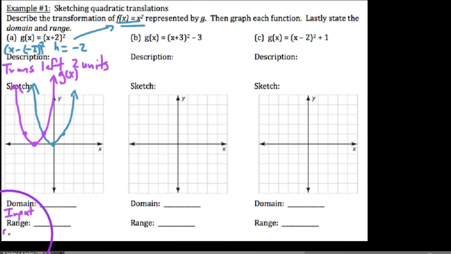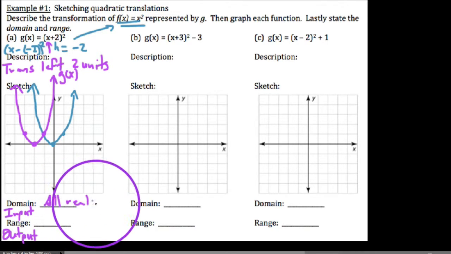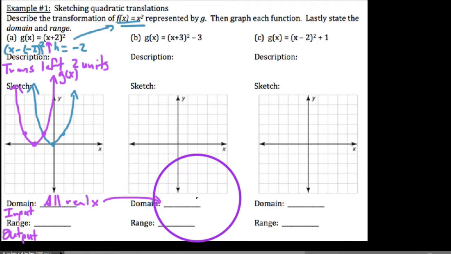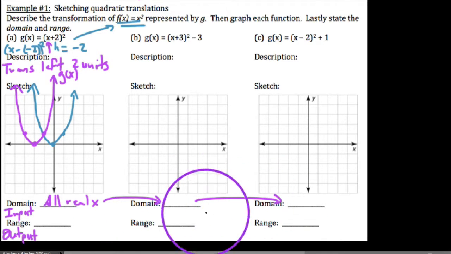Okay? So as far as looking at domain or range, remember domain are input or x values, and range are output or y values. So when I look at this graph here, I say, well, what are the domain values? What I want everybody to know is that parabolas go left and right forever and ever, and it wouldn't matter what x value you stick into this function, you'll always get a y value back. So we're going to say that the domain for all of these is all real x, and that's true here, and that's true here for any parabola.